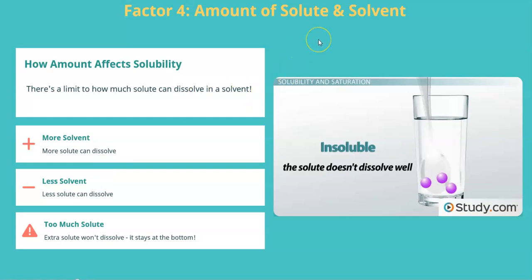Factor 4 is the amount of solute and solvent. How does amount affect solubility? It is said that there is a limit to how much solute can dissolve in a solvent. More solvent, more solute can dissolve. Less solvent, less solute can dissolve. Too much solute, extra solute won't dissolve. It stays at the bottom. So in the illustration, we can see solute staying at the bottom. It is no longer soluble because it's already extra solute.